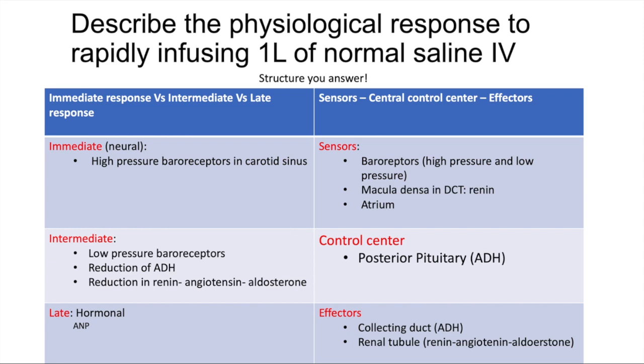Classification by sensors, control center, and effector is another good approach to homeostasis questions like this, and also to questions like ventilation control and blood pressure control. Sensors would be baroreceptors, the macula densa in the distal convoluted tubule, and the atrium, which secretes ANP. The control center is the posterior pituitary, which releases vasopressin, and the effectors are the collecting duct and the renal tubules.